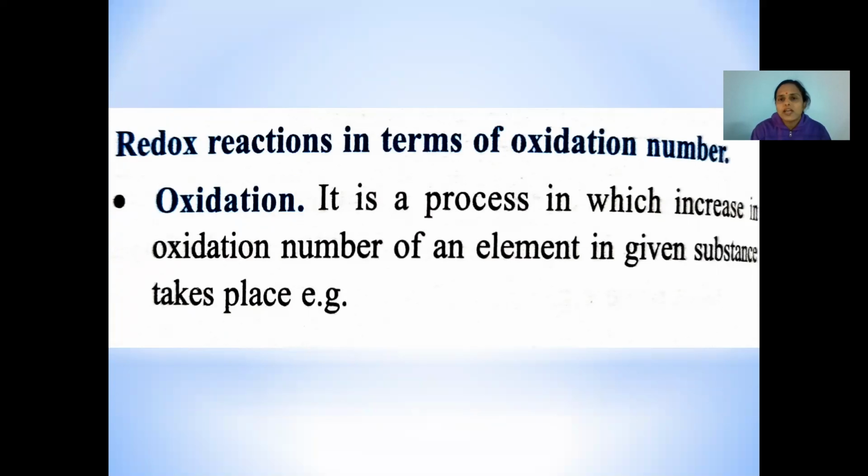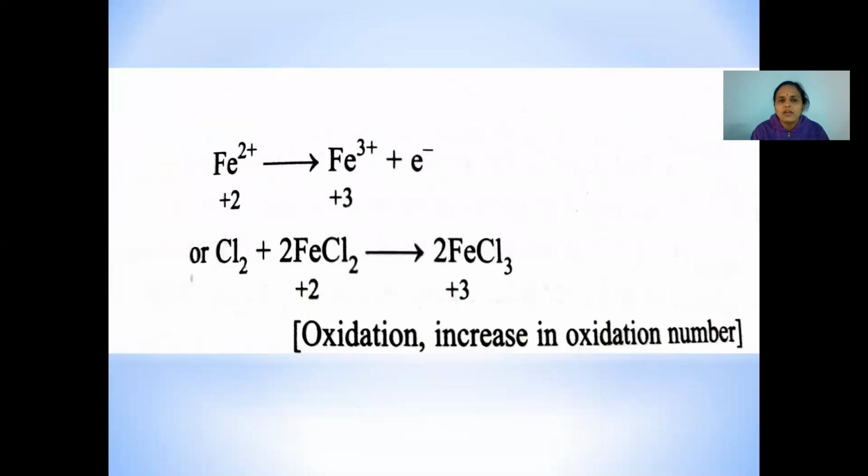Let's see redox reaction in terms of oxidation number. Keep in mind, oxidation is a process in which there is an increase in oxidation number. So increase in oxidation number of an element in a given substance results in the process of oxidation. Look at the example: iron in +2 state goes to iron in +3 state by loss of 1 electron. So from +2 state it is going to +3 state. Increase in oxidation number is a case of oxidation.